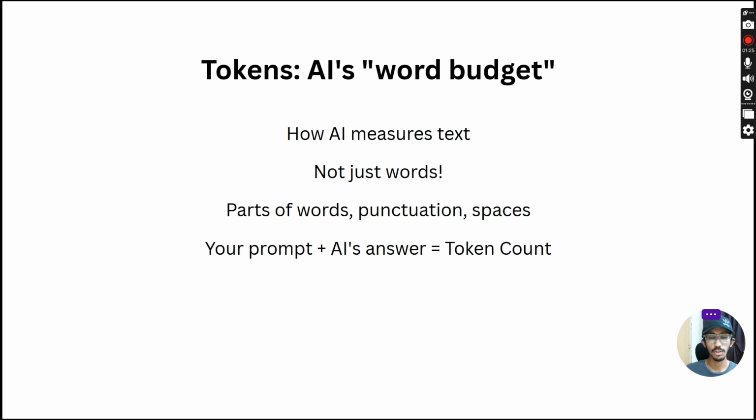Alright, first up on our list, tokens. The simplest way to think about them is like the AI's word budget, or its basic unit for measuring text. It's not exactly one word equals one token though. A token can be a whole word or sometimes just a part of a word, or even punctuation marks and spaces. Essentially, the AI breaks down all the text, your prompt and its answers, into these little token pieces.